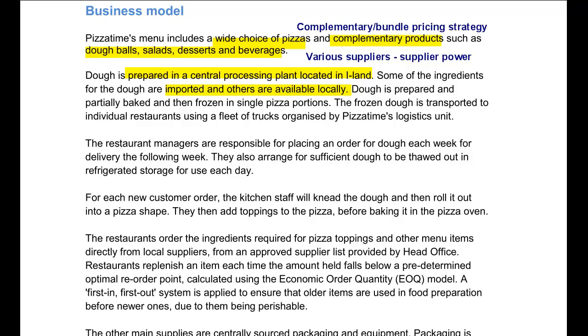Because if you are dealing with another country, you're also running the risk of being affected by that particular nation's politics. So if, for example, some sort of issue were to arise between the government of Ireland and the government of a country where ingredients for the dough are imported, there could be a trade embargo imposed between the two nations, and therefore you are losing your source of ingredients to make your dough.